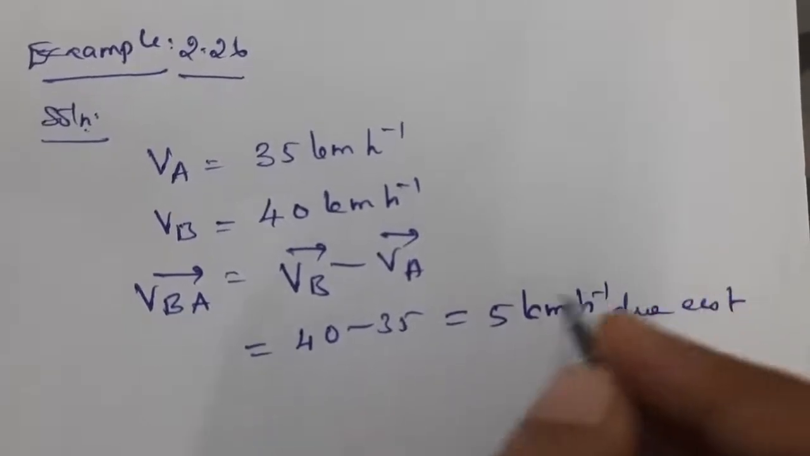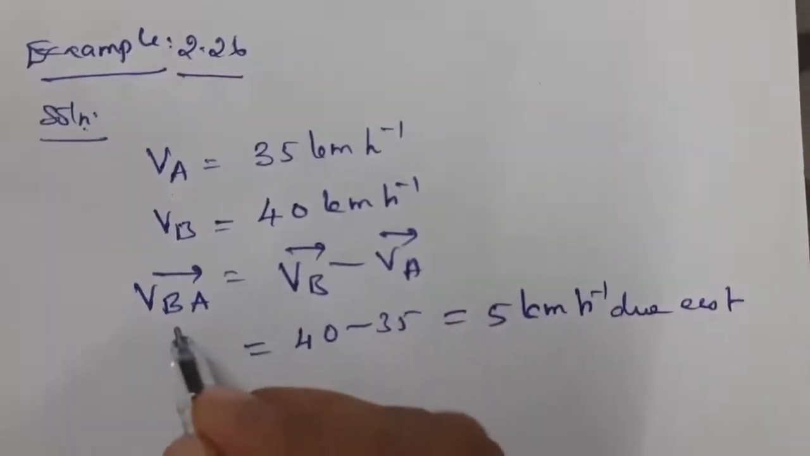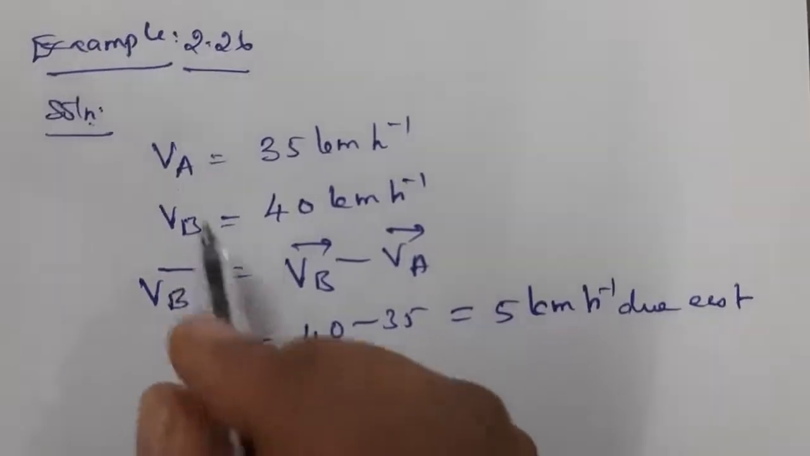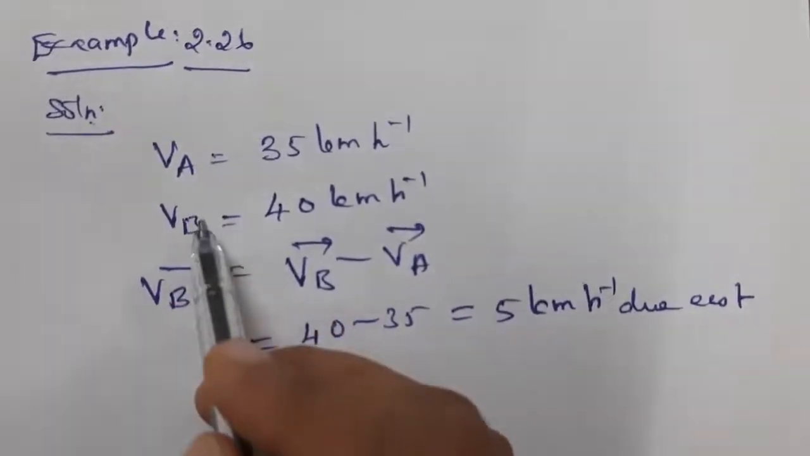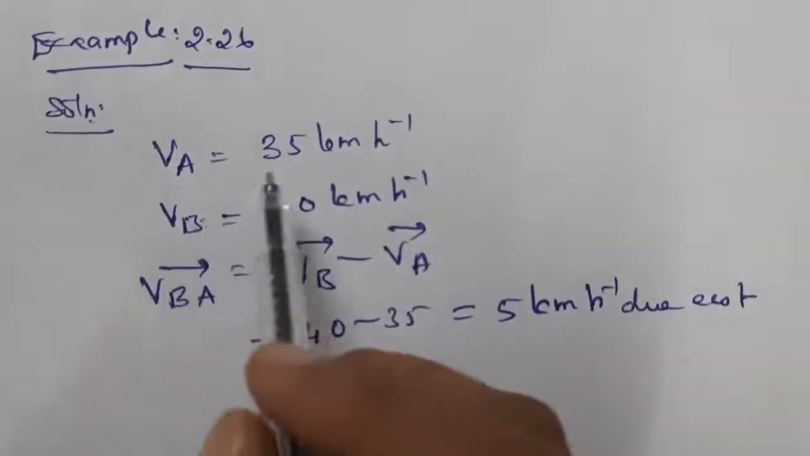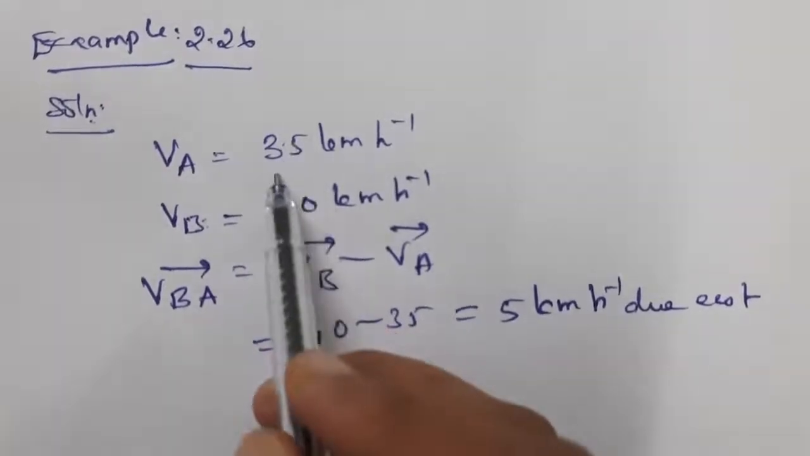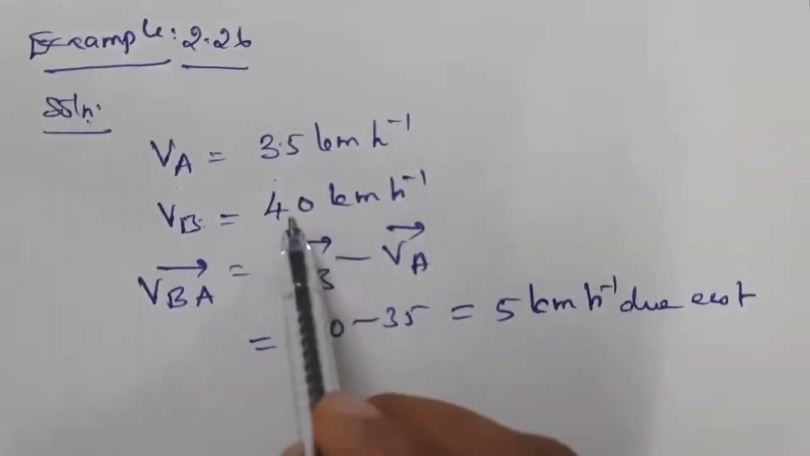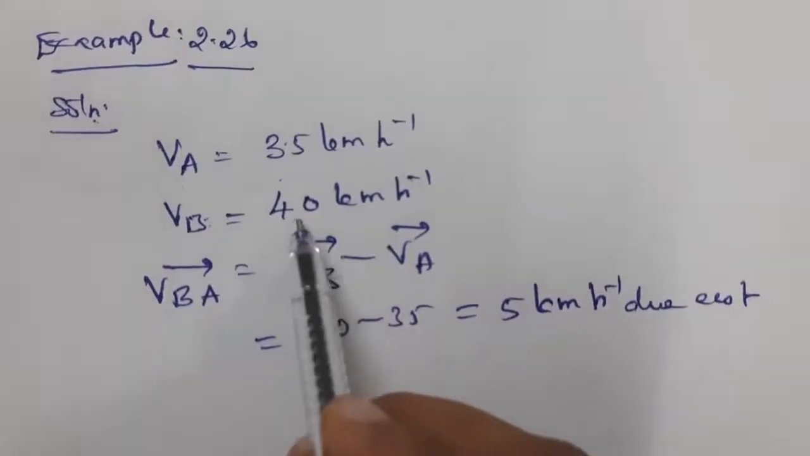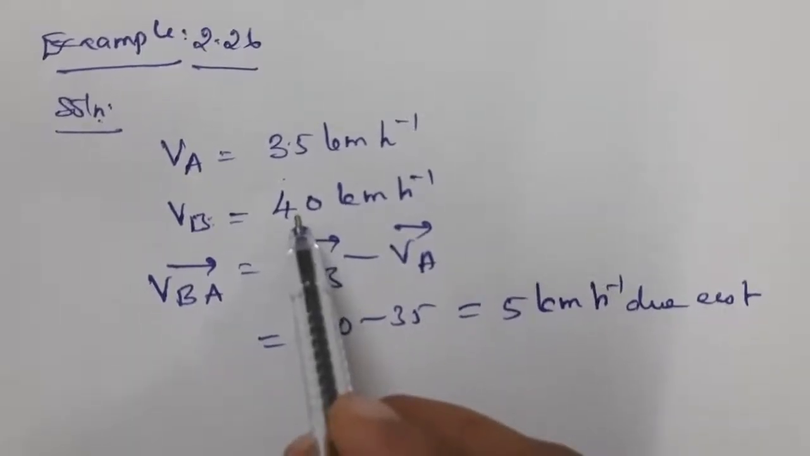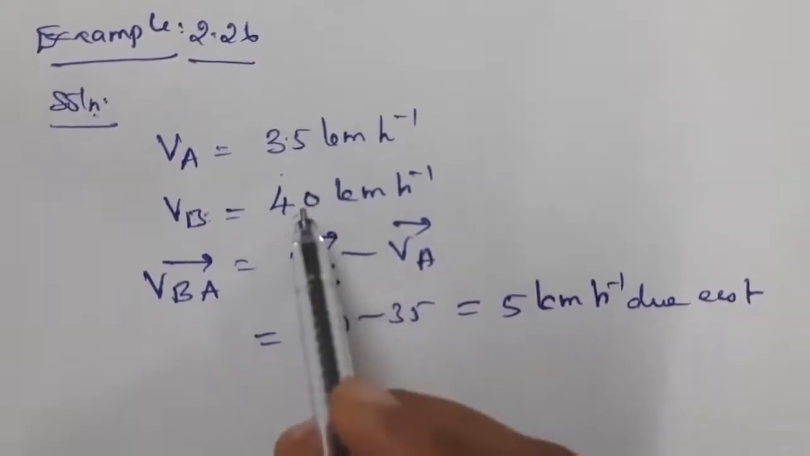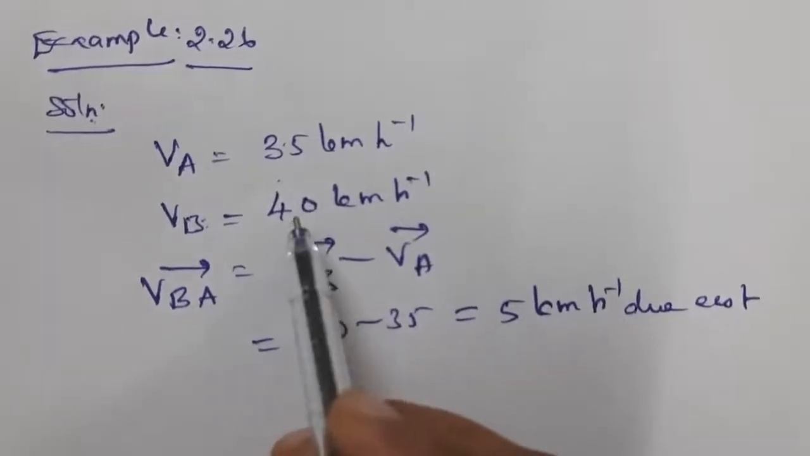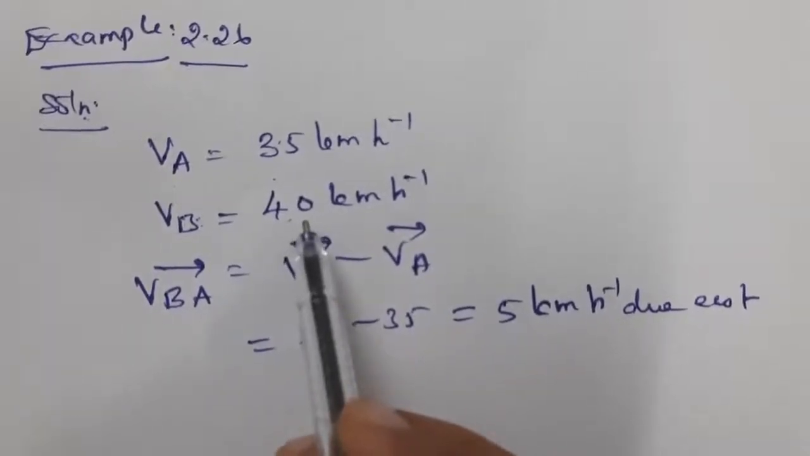Similarly, we can write the relative velocity of A with respect to B, VAB. VAB means VA minus VB. What is VA minus VB? That is 35 minus 40. That is minus 5. Minus 5 means we can write 5 km per hour due west.